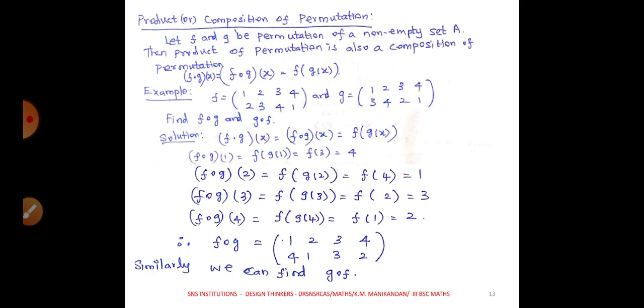So let us take two permutations f and g of a non-empty set A. Then the product of the permutations is also a composition of permutations. f dot g of x is equal to f composite g of x. This is equal to f of g of x.